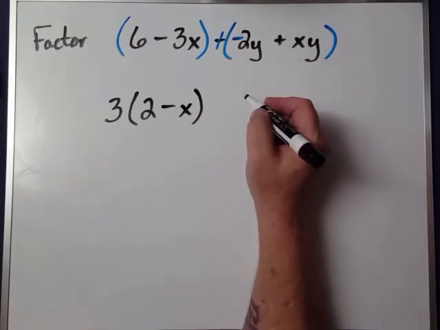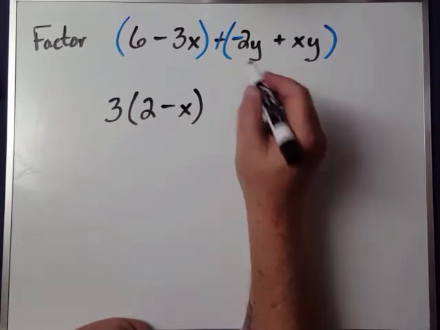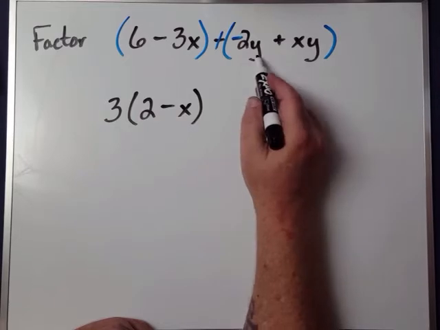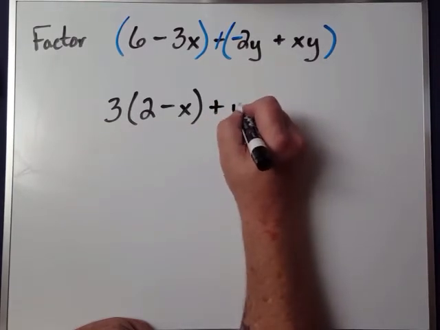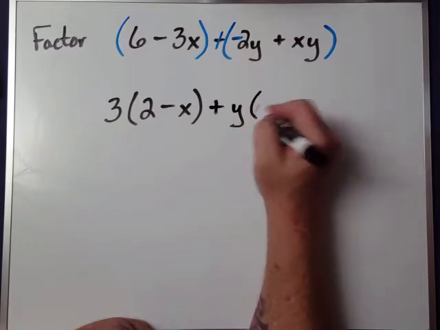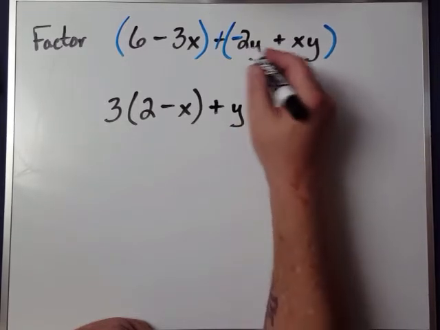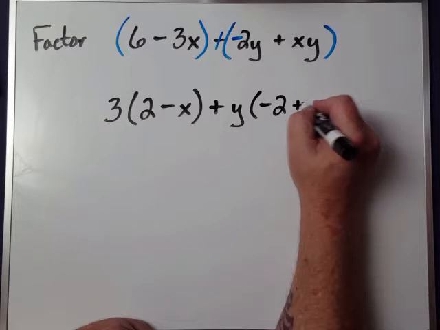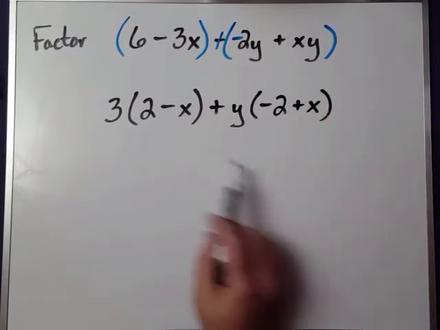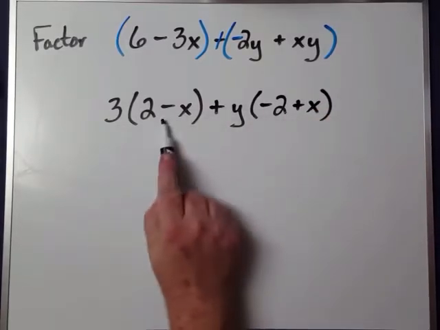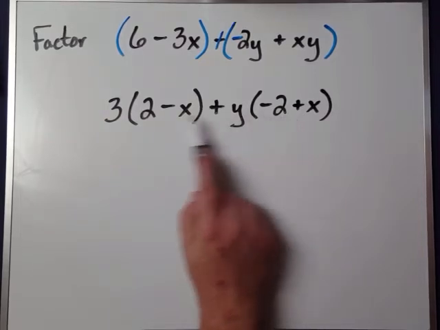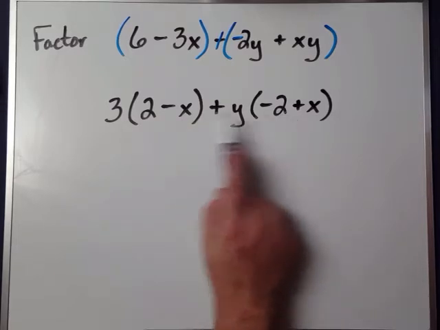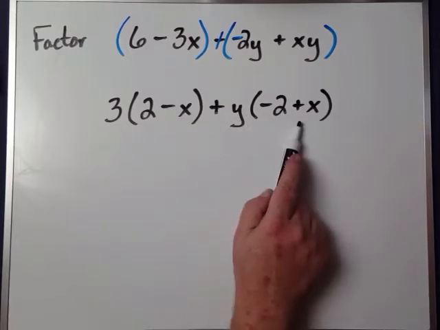Now out of the second pair, the greatest common factor is y. But if I factor out a y, what will it leave behind? A minus 2 plus x. At this point, I need these two binomial factors to match so that I can factor them out, and they don't. But they're awfully close. They're just opposites of each other.